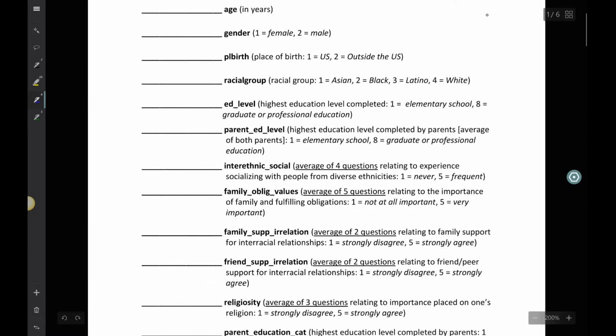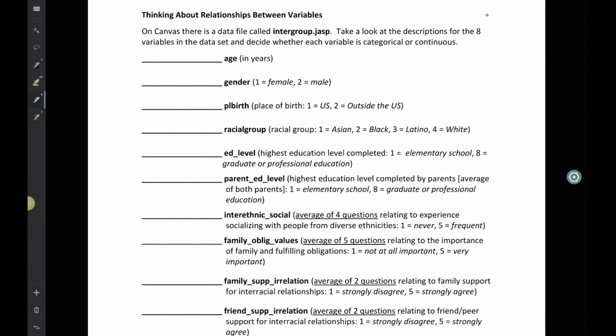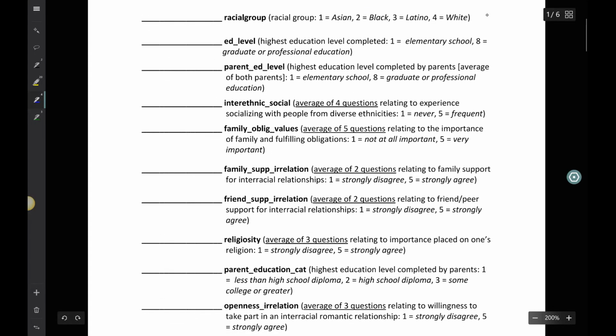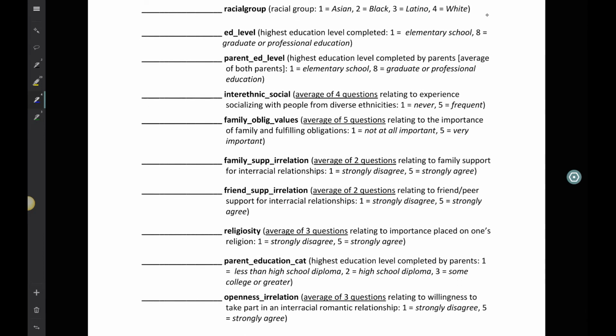That brings me to a good point. So we talked before about using some clues, like getting 1 equals female, 2 equals male, as a clue to help you decide, is this a category or is it a range of values? Is it continuous? So here's another one of those types of clues. So when you see average of 4 questions, so let's take this question here. So average of 4 questions relating to experience socializing with people from diverse ethnicities. 1 equals never to 5 equals frequent.